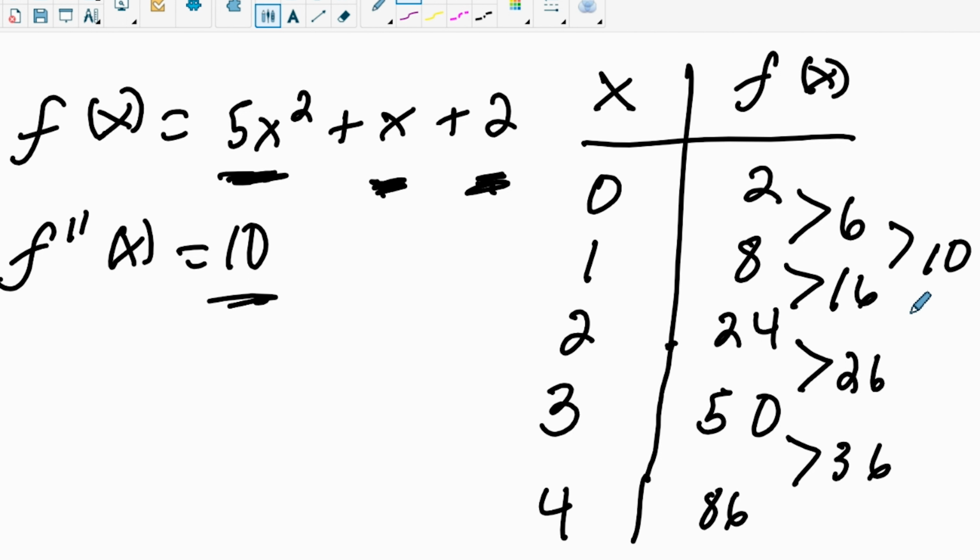And then 10, 10, 10. And again, if we wanted to get f of 5, we would add a 46 to that. That would be 132, and we can continue on like that. So it's a pretty neat deal.